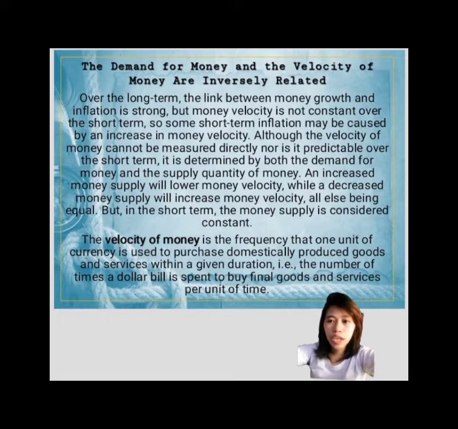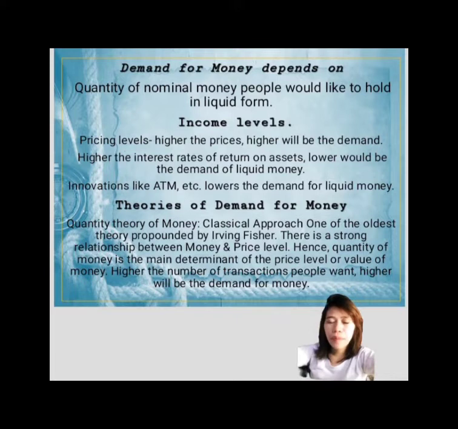The velocity of money is the frequency with which one unit of currency is used to purchase domestically produced goods and services within a given duration. It is the number of times a dollar bill is spent to buy final goods and services per unit of time. Demand for money depends on the quantity of nominal money people like to hold in liquid form.